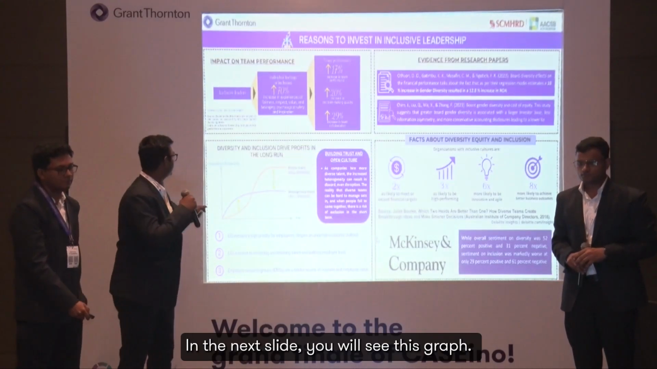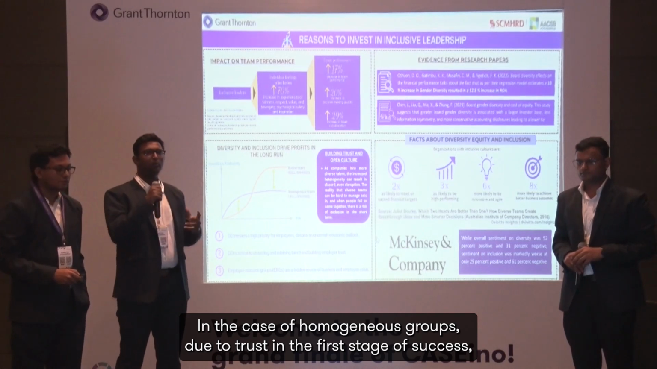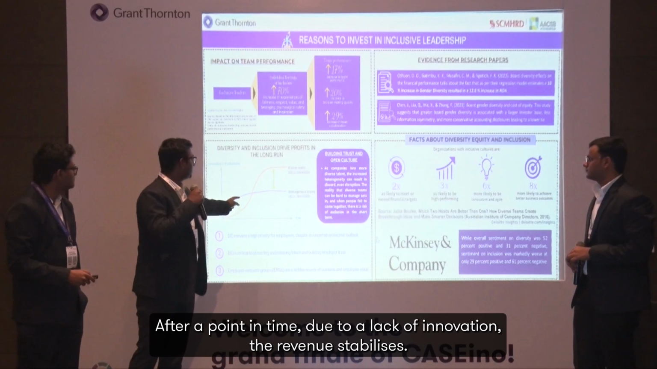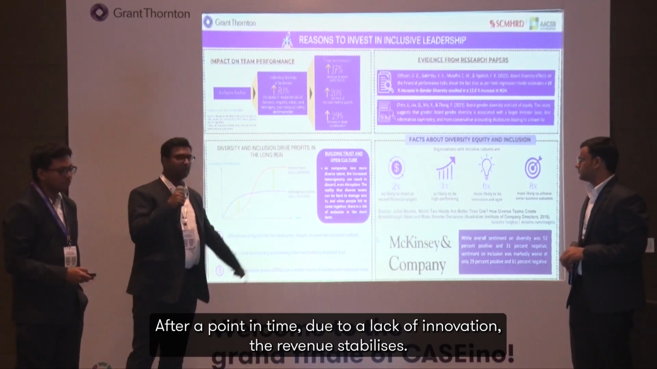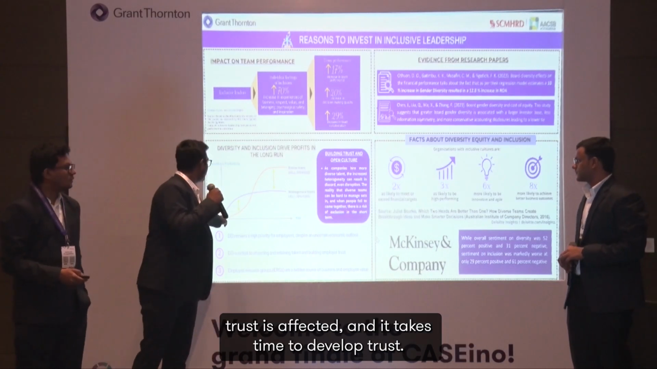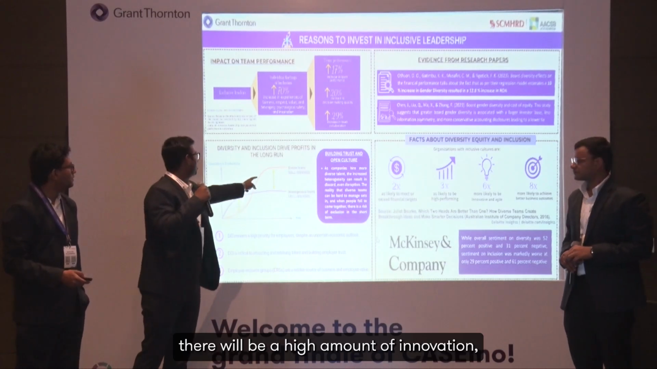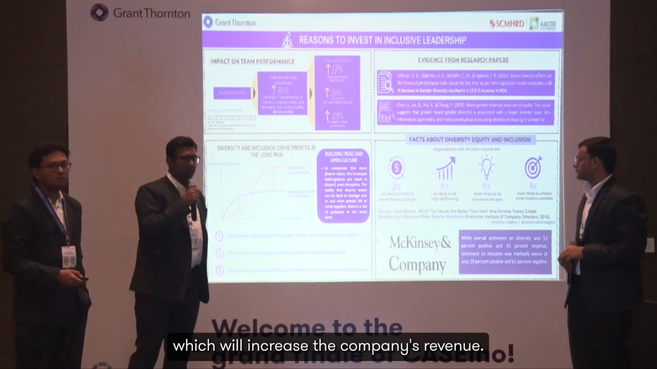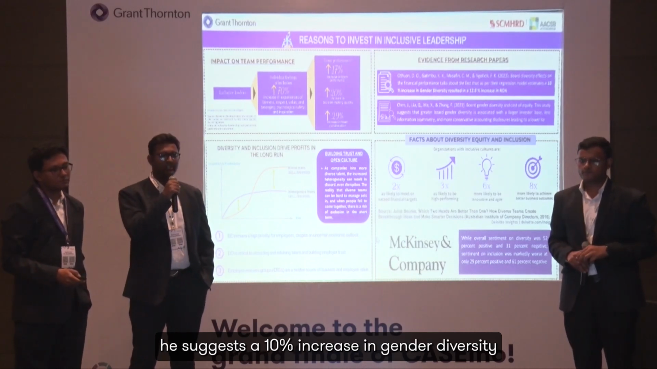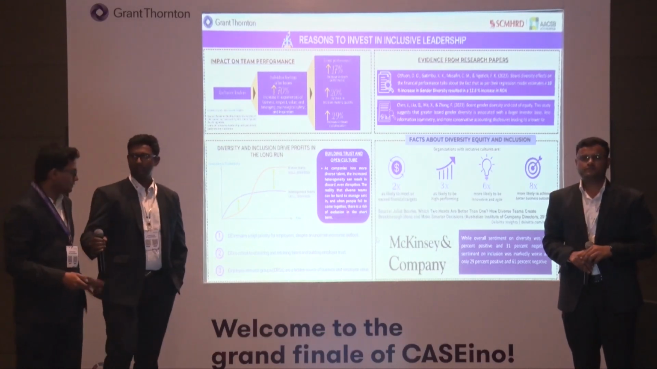And in the next slide, you can see this graph. These are both homogeneous and diverse, well-managed groups. In the case of homogeneous groups, due to trust at the first level of stages itself, they see a high growth, and after a point of time, due to lack of innovation, the revenue stabilizes. But in the case of a diverse workforce, due to their diversity in backgrounds, trust becomes a factor, and it takes some time to develop trust. But after trust is developed, a high amount of innovation comes in, which increases the revenue of the company. And then according to a research paper by Othuan, he suggests that a 10% increase in gender diversity leads to a 12.8% increase in return on assets.